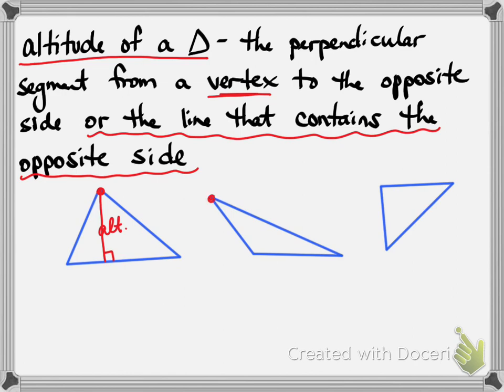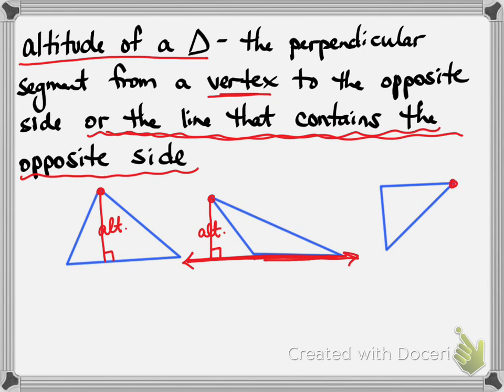What if we wanted to draw the altitude from that vertex to this opposite side? Well, I can't drop a perpendicular to that opposite side. So that's where the line that contains the opposite side comes in. Well, this side is a part of a line. Sorry, it's a little messy. Part of a line here. So we can take the altitude, we can drop it from the vertex to the line that contains the opposite side, and that's the altitude. So yes, the altitude can be outside of the triangle.